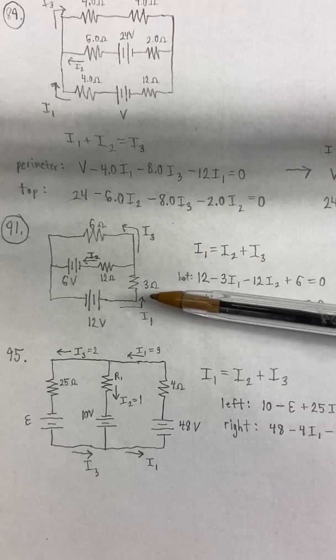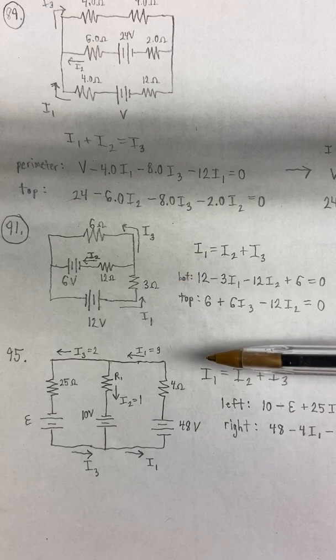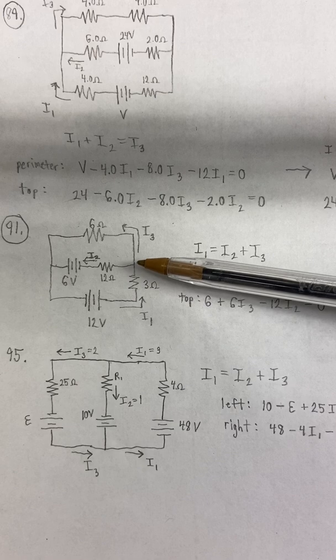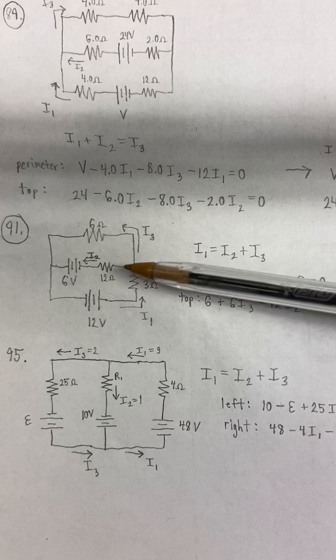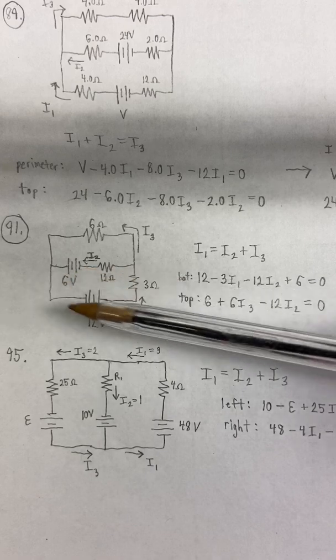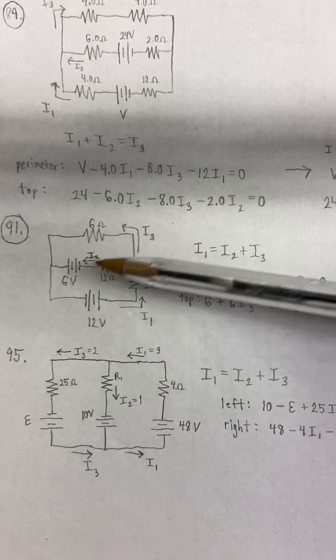I1 equals I2 plus I3. That's our junction rule. A way to think of it is that I1 goes to this junction that I'm pointing at, and then branches out into I2 and I3. Okay, bottom loop, that's this one down here. Top loop, that's this one up here.